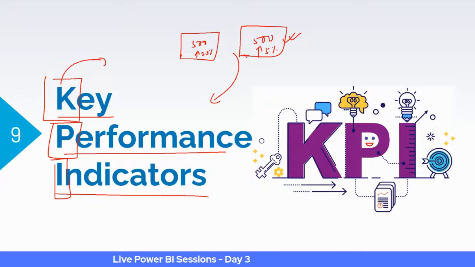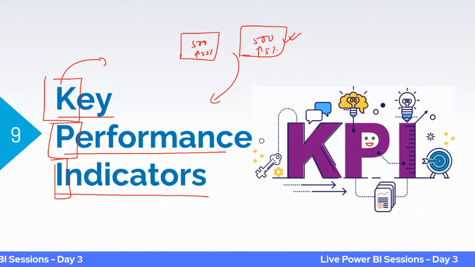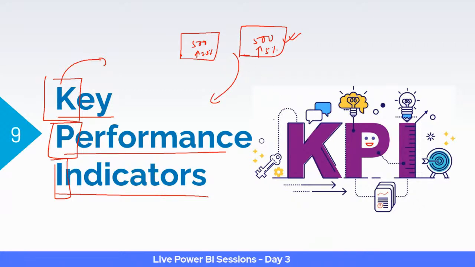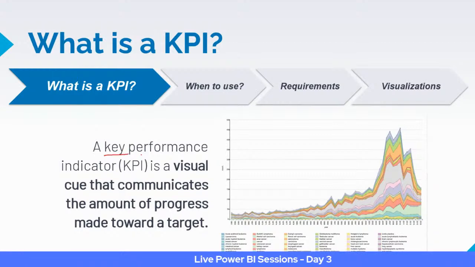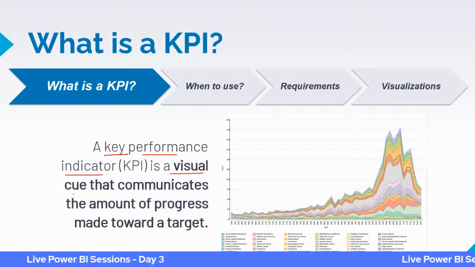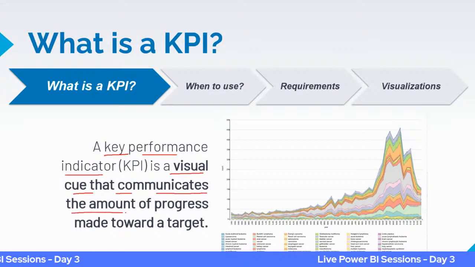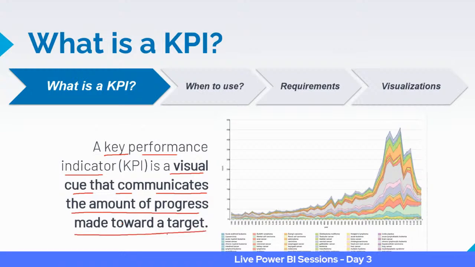There are something called Power KPIs, and there are various other KPI charts in Power BI, more than 10-15 charts. You can use them and you can create a visualization on that. Okay. What is a KPI? Try to understand this thing. A key performance indicator is a visual cue that communicates the amount of progress made towards a target. Okay, that means current versus target.